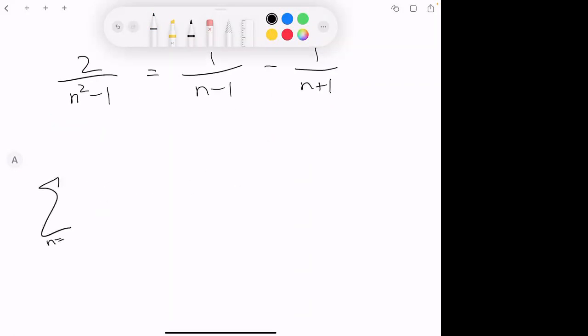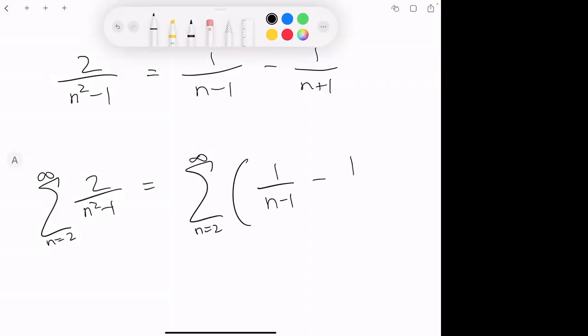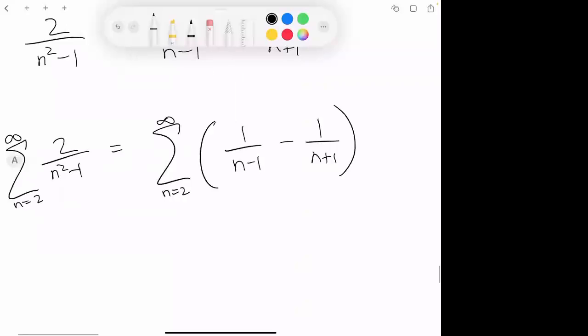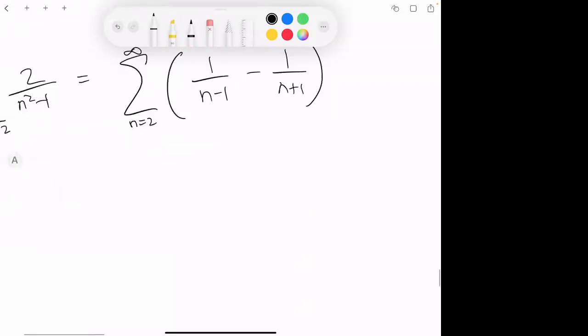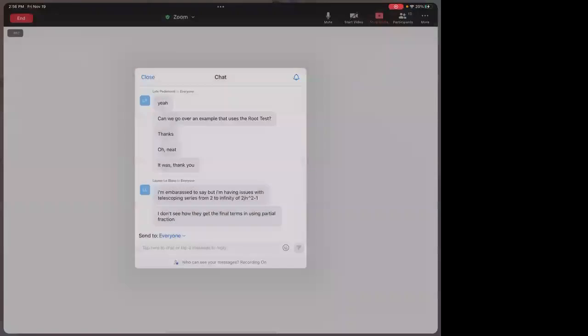We can look at this sum. So I'm guessing it was probably from 2 to infinity of 2 over n squared minus 1. It's actually the same exact sum as this. Nice that they put that 2 there. Otherwise, we would have had a fraction here, but that's fine. Okay, so let's see if that works out.